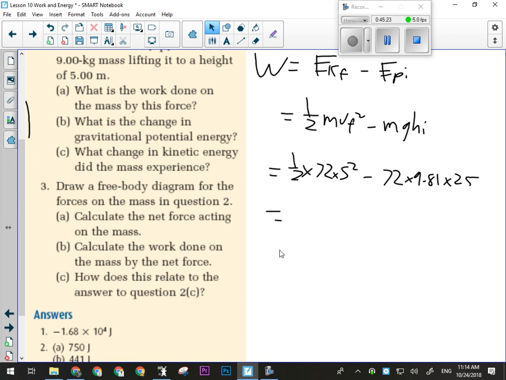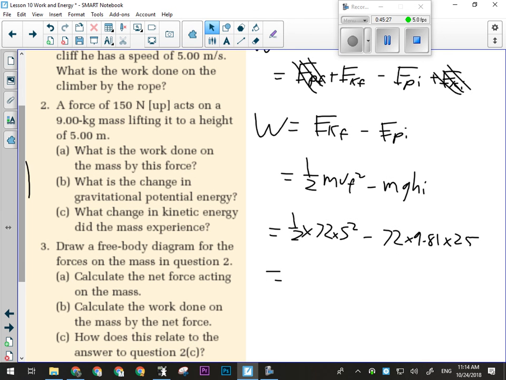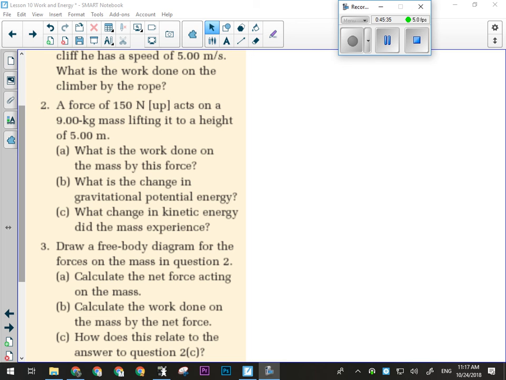All right, how many people are on number, I said do number 2, right? But not number 3. How many people have done number 2? All right, I'm going to give you a little bit more time on number 2 then. Okay, let's look quickly at just part A of number 2. Okay, so number 2 says a force of 150 newtons up acts on a 9 kilogram mass, lifting it to a height of 5 meters. All right, I have force and distance. Is there an easy way for me to calculate work if I have those two things?